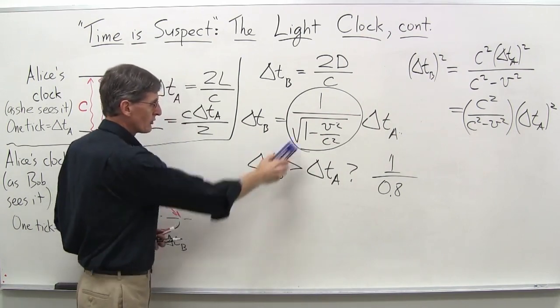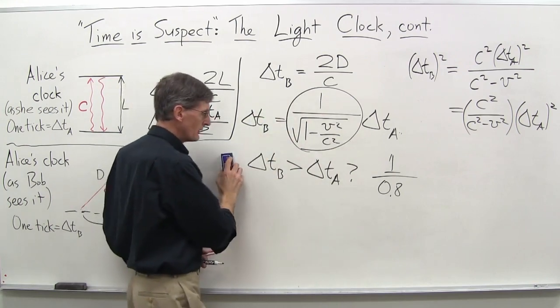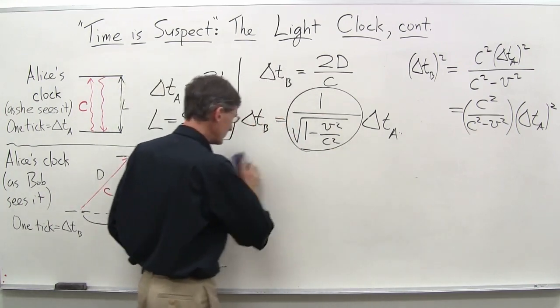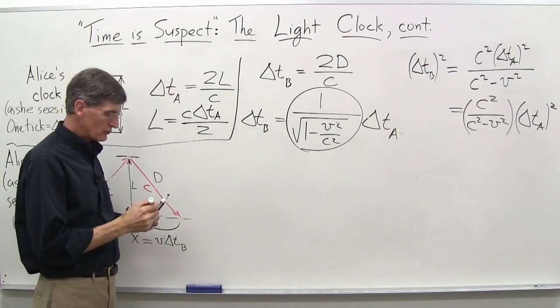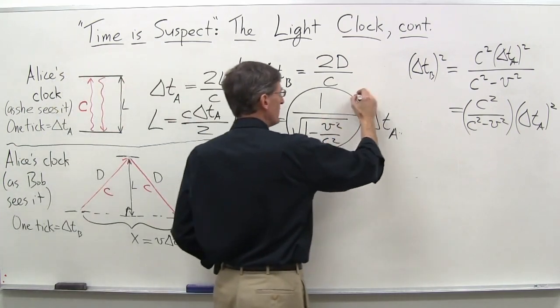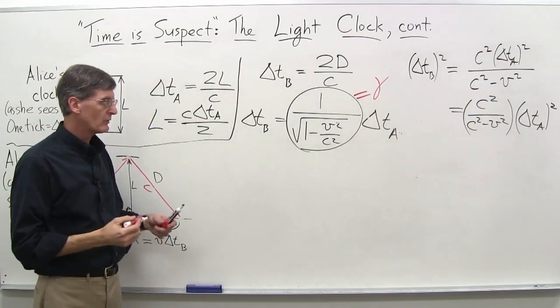And this special quantity here, this 1 over the square root of 1 minus V squared over C squared, occurs a lot in the special theory of relativity, and therefore it's given a special name. We say it equals the Greek letter gamma, a special symbol for it.